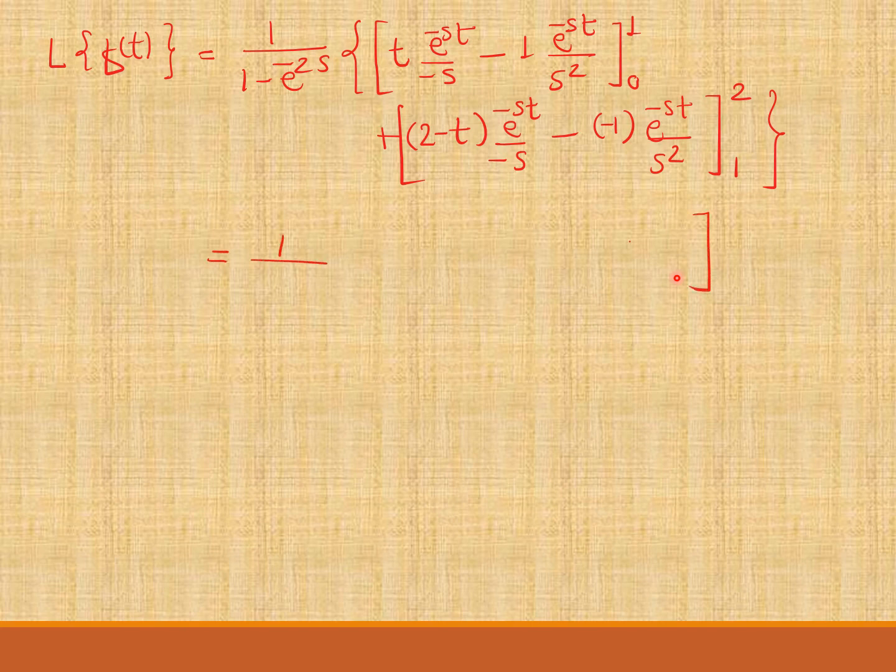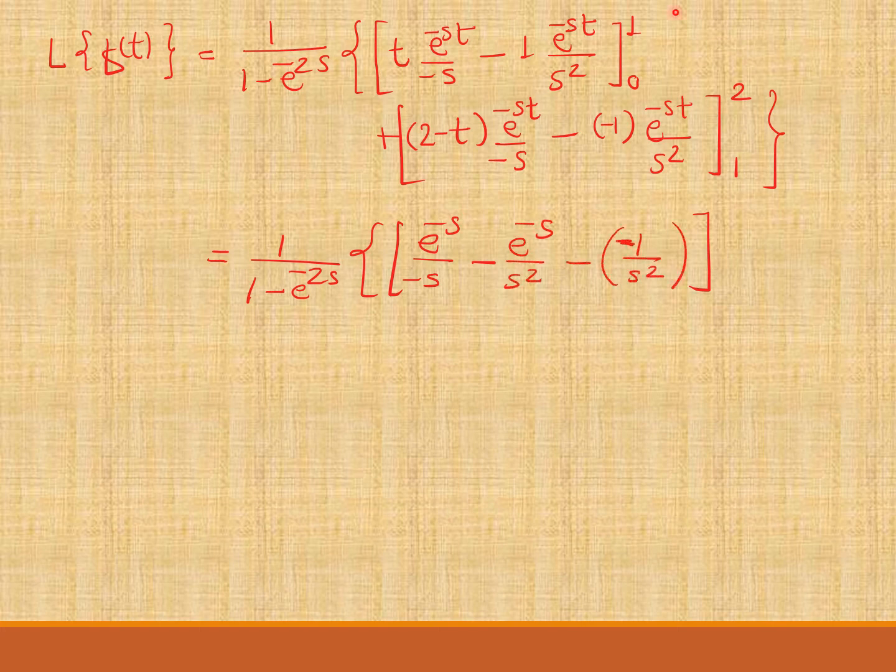We get 1 upon 1 minus e raised to power minus 2s, in bracket e raised to power minus s upon minus s, minus e raised to power minus s upon s square for the upper limit 1, and for the lower limit we have minus of 1 upon s square. As t is 0, we just have 1 upon s square for the lower limit, and this is the minus sign of the lower limit.